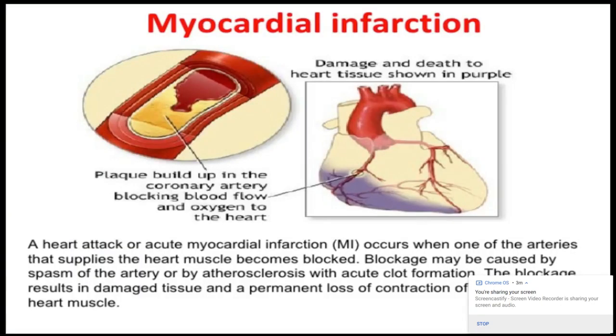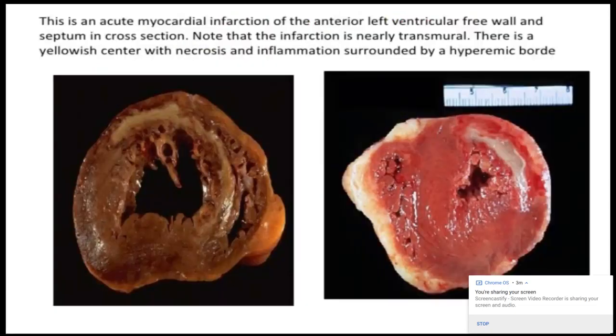Now moving towards the myocardial infarction. In myocardial infarction, as you can see, there is damage in heart tissue, there is a plaque formation which results in blocking of blood flow and oxygen to the heart. If you zoom, you can see there is a plaque formation, which may be due to the spasm of the artery or by atherosclerosis.